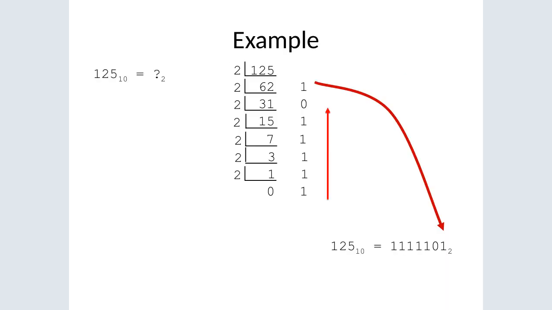Let's move to the other conversion. This is decimal to binary. So this is another example. 125. You keep dividing by 2 until there's no more remainder. So the remainders here, you read them upwards, right? So this is just what I've explained.